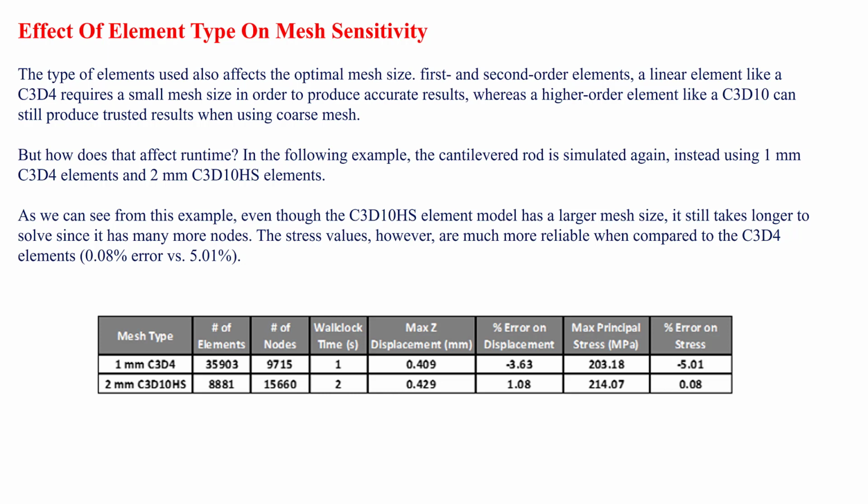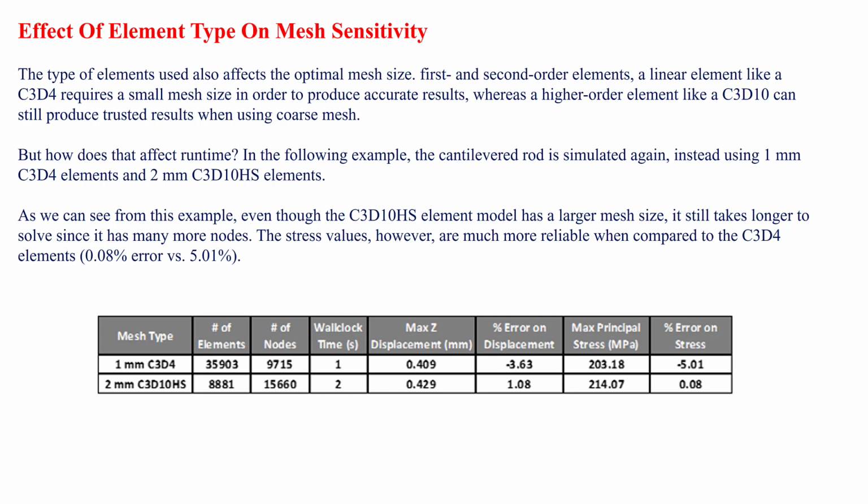Now the effect of element type on the mesh sensitivity. To deal with this, we'll take two different element types: first order and second order elements. We call the first order linear elements, simply considered as C3D4. For the second order we're going to consider C3D10, which we can say are quadratic elements, also called higher order elements. To deal with this, I took these two element types into account, ran the analysis, and you can see the results here.